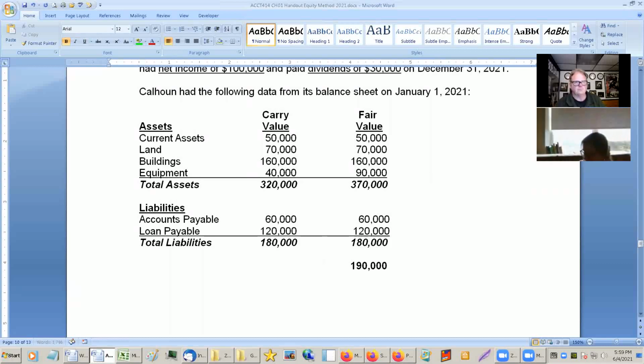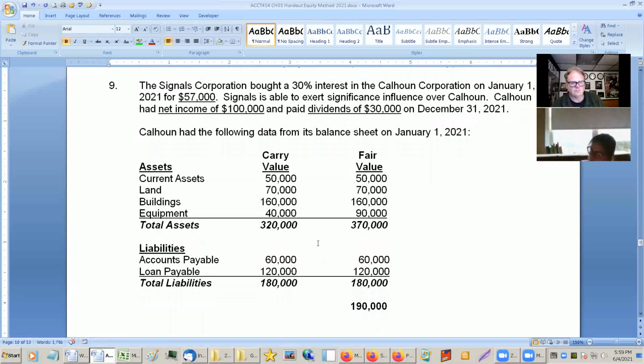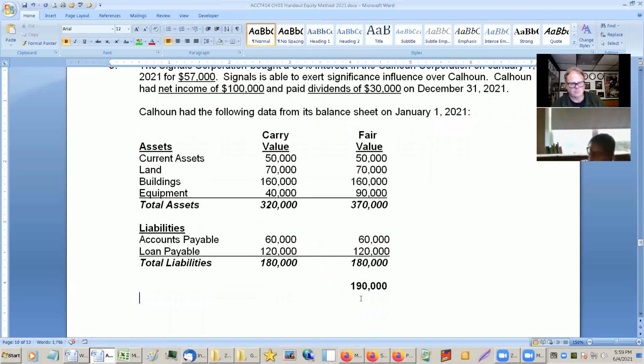Okay, so in that case, let's see, the net assets would be 320 minus 180, right? For the book value.